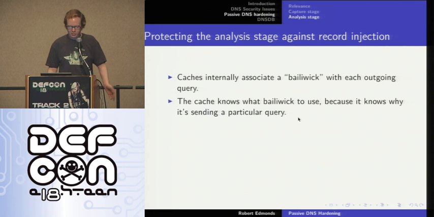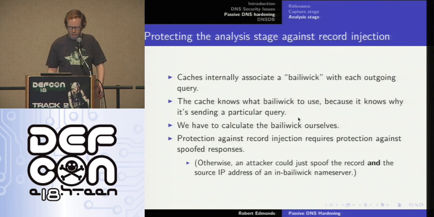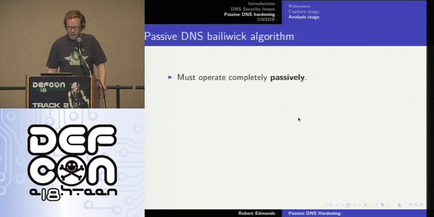And of course, nothing in the wire protocol indicates the bailiwick that the cache is expecting. When we're looking at a particular DNS query response pair, we don't see anything in the packets to help us determine the bailiwick either. So we have to determine it ourselves from first principles. That's a relatively minor point. So we have to develop an algorithm that operates entirely passively. It's not allowed to make any inquiries of its own.